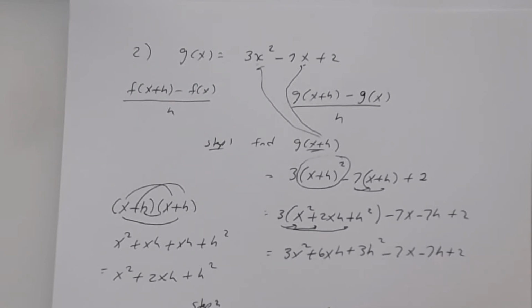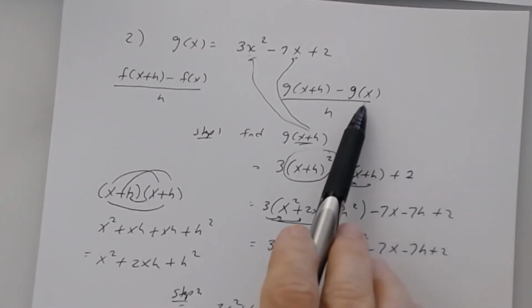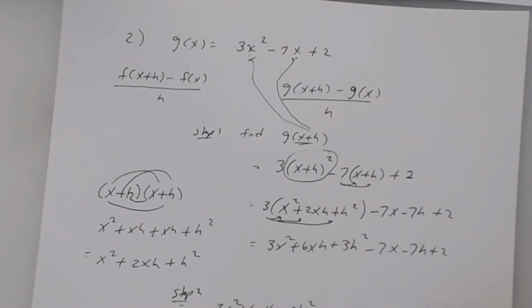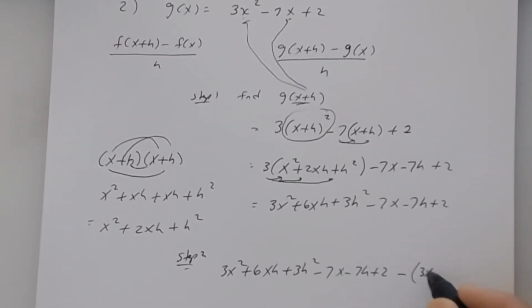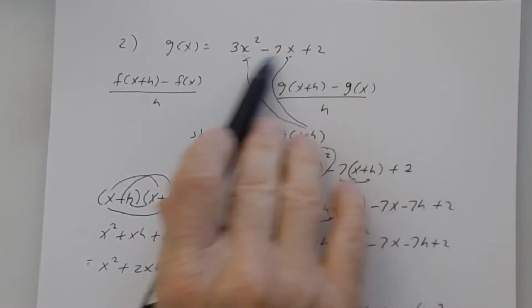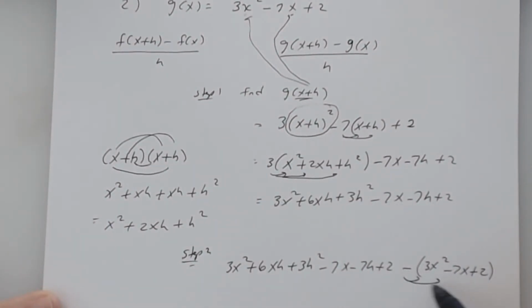All right, so I'm just writing this over. Now I'm going to subtract. What do I need to subtract now? G of x. We have to put that in parentheses. So in parentheses, what do I write though? What is g of x? 3x squared minus 7x plus 2. It was right here, right? All right, let's get rid of these parentheses now.